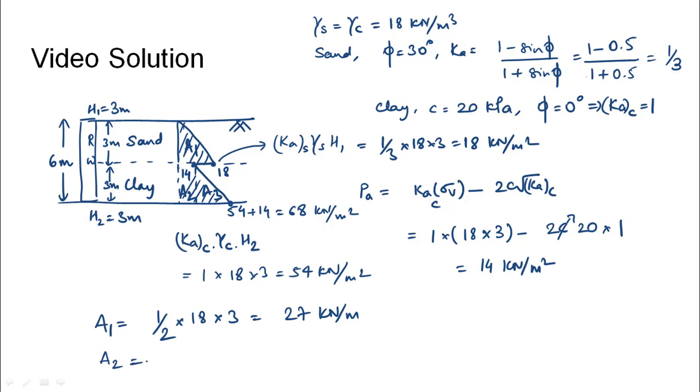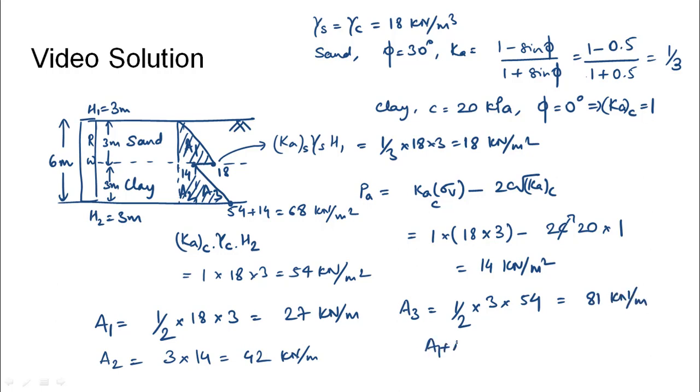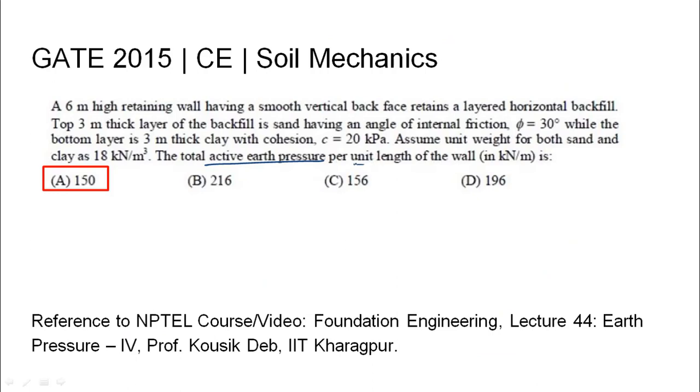Then we have A2 is a rectangle. So the height for A2 would be equal to 3 and the width for A2 is 14. So that would give 42 kilonewtons meter. Then we have A3, that is also a triangle. So half into the height, that is 3, and the base for that will be 54. So this would turn out to be 81 kilonewtons meter. Now adding the three values, A1 plus A2 plus A3, that would be the active earth pressure. This value would become 150 kilonewtons per meter. So the total active earth pressure per unit length of the wall is 150 kilonewton per meter, that is option A.